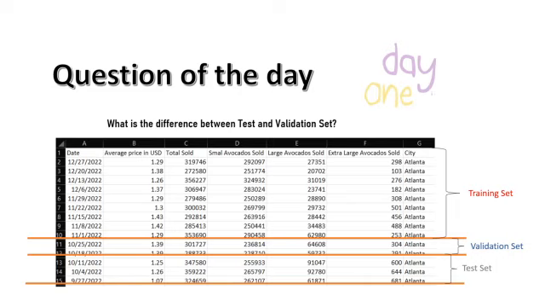So depending upon the size of your data set, you will be dividing your entire data set into, say, 80 is to 10 is to 10, where 80% will be used for training, 10% as validation, and 10% for test set. Or it can also be like 70, 15, 15 and so on.